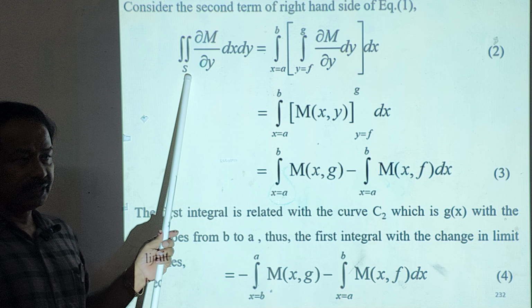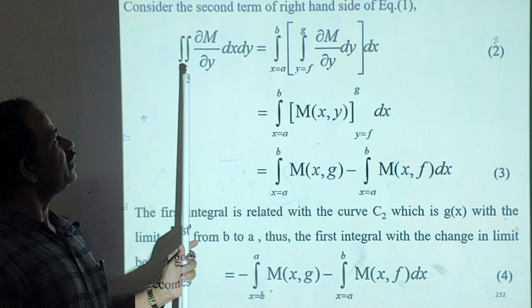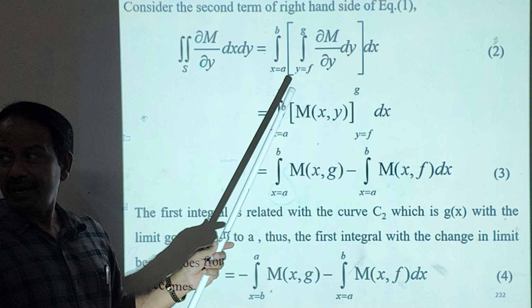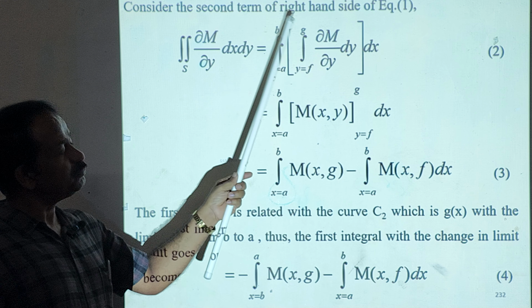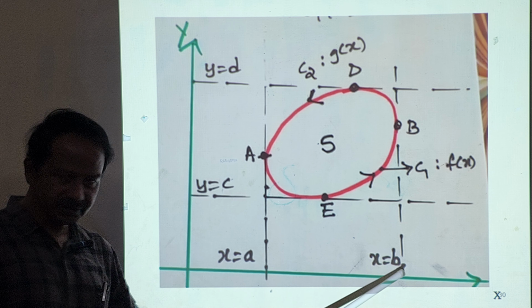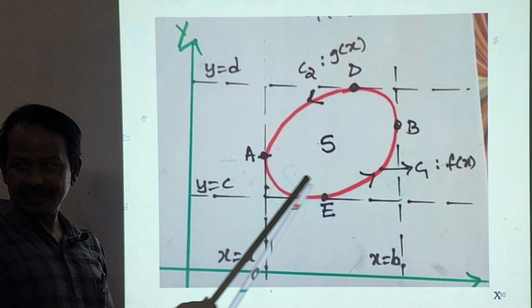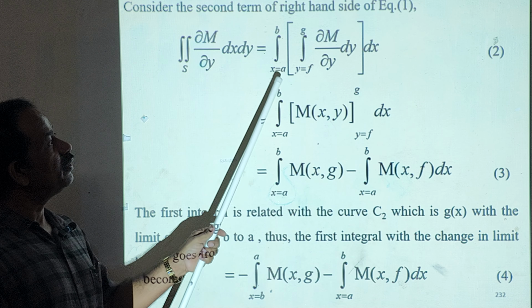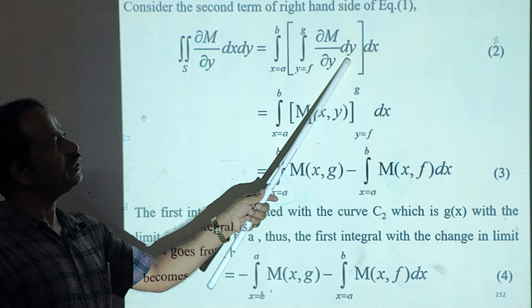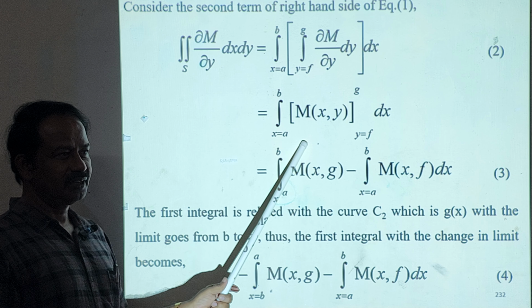The second term is the double integral of dM by dy dx dy. We can write it as two integrals. One limit goes from A to B, and the other goes from y equals f to g. So we have the integral of dM dy dx, and after the integration, we will get the answer as M, a function of x comma y.